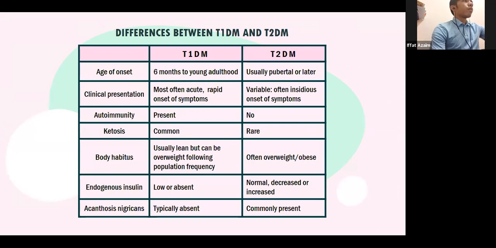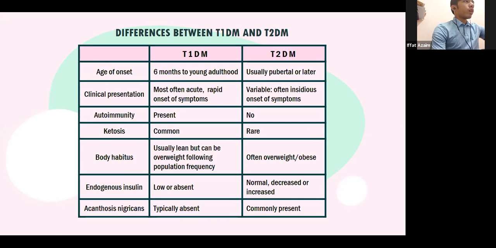Its clinical presentation most often acute for type 1. Meanwhile, for type 2, often it is insidious. So we need to detect early so that we can manage the patient better. And also type 1, regarding the etiology, the presence of autoimmunity is one of the main causes. Meanwhile, for type 2, there is no autoimmunity towards the pancreas. And ketosis occurs in type 1, meanwhile in type 2 it is rare.